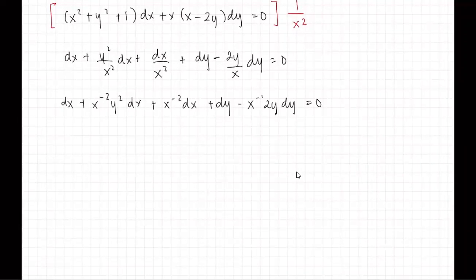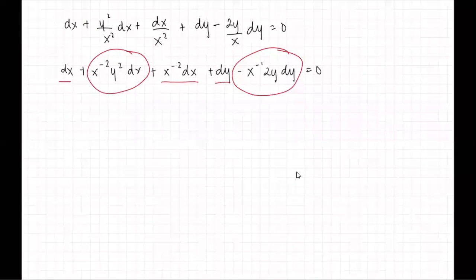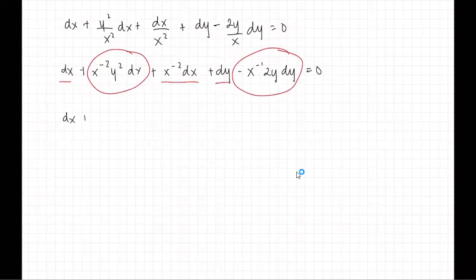Okay? So, as we can see here, our first term has dx, so it is easy to integrate. The second term has two variables. The third term is a single variable only, so that is easy. And dy is also a single variable. So, what we can group is the second term and the last term. Okay? Let me first write everything not in the grouping: dx plus x to the negative 2 dx plus dy. Then our grouping will be x to the negative 2 y squared dx minus x to the negative 1 times 2y dy is equal to 0.